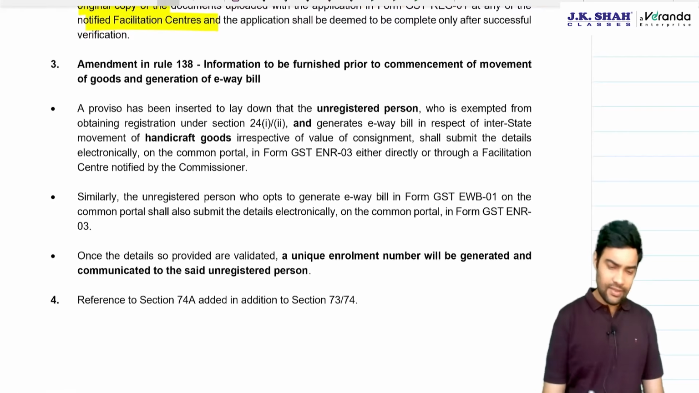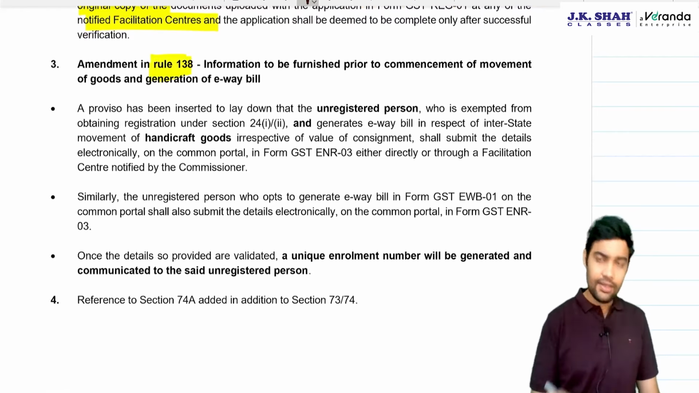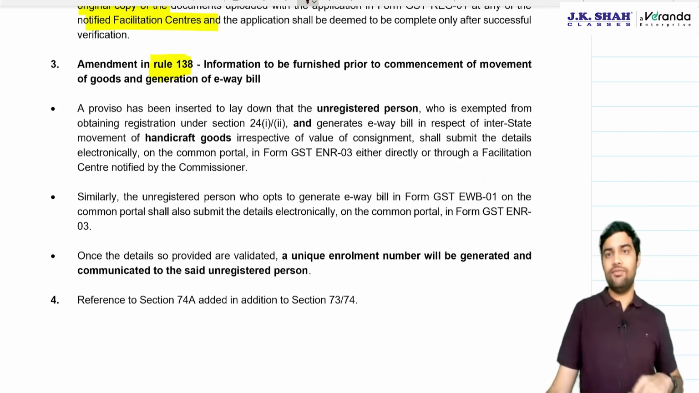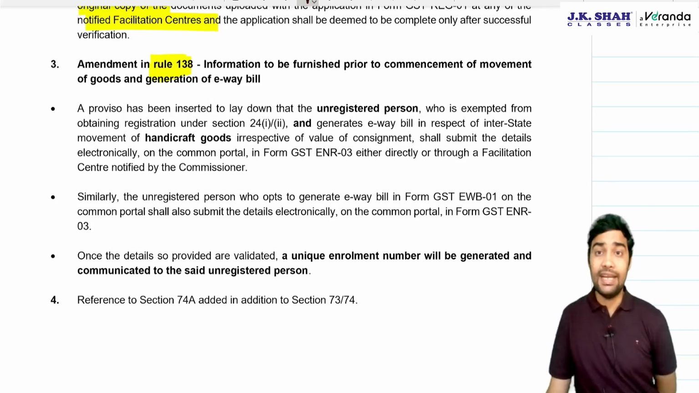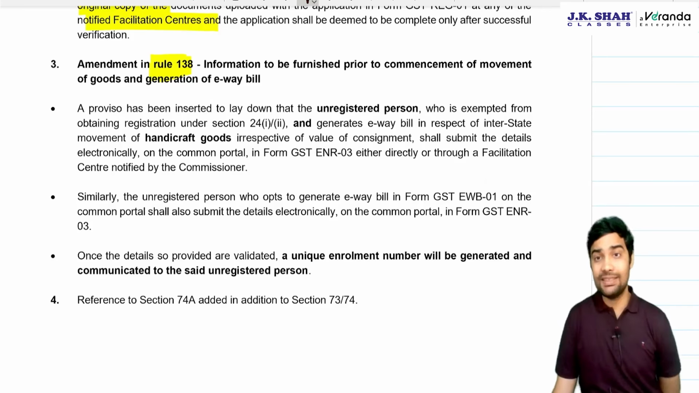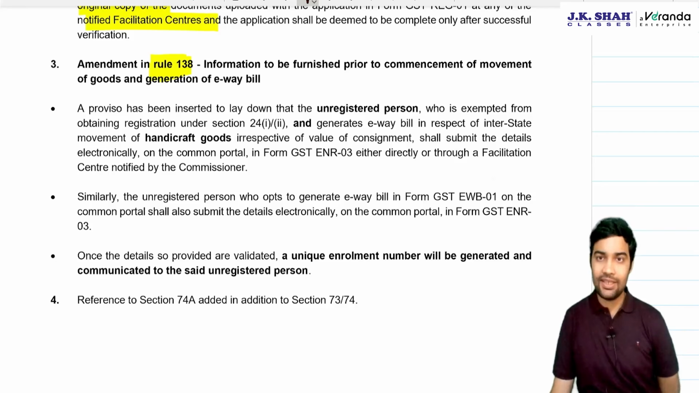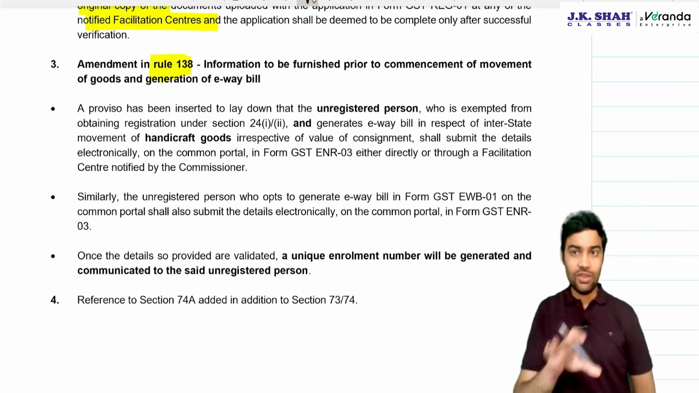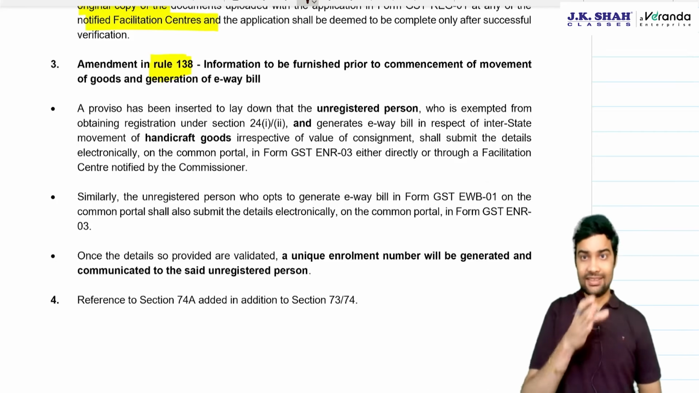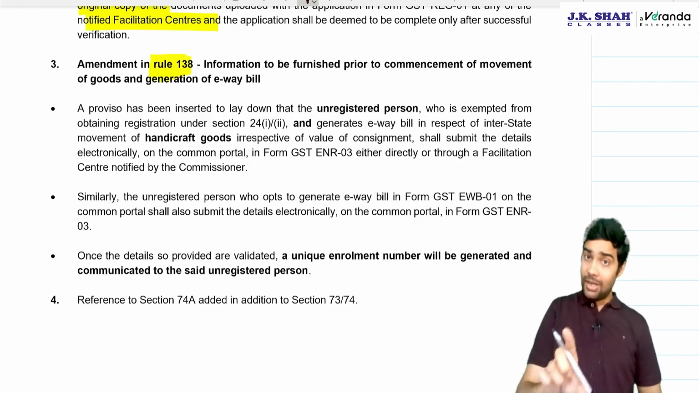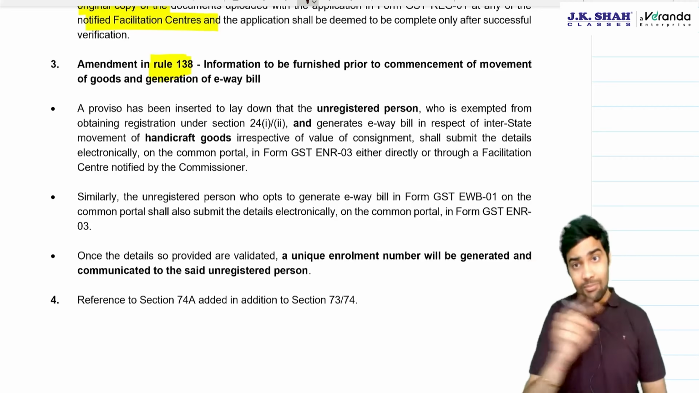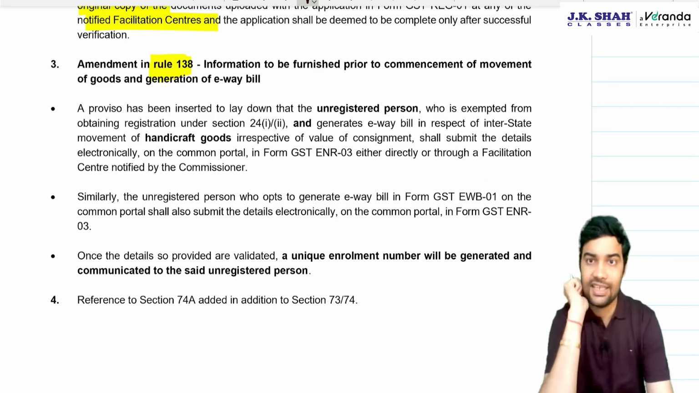Then Rule 138, this is e-way bill. You remember one point which used to say that two cases are mandatory: principal to job worker interstate movement, and interstate handicraft goods, even if they are not liable to register. Because for interstate handicraft goods, there is no need to register up to 10 lakh 20. But if there is a movement of interstate handicraft goods, then it is mandatory to generate e-way bill.